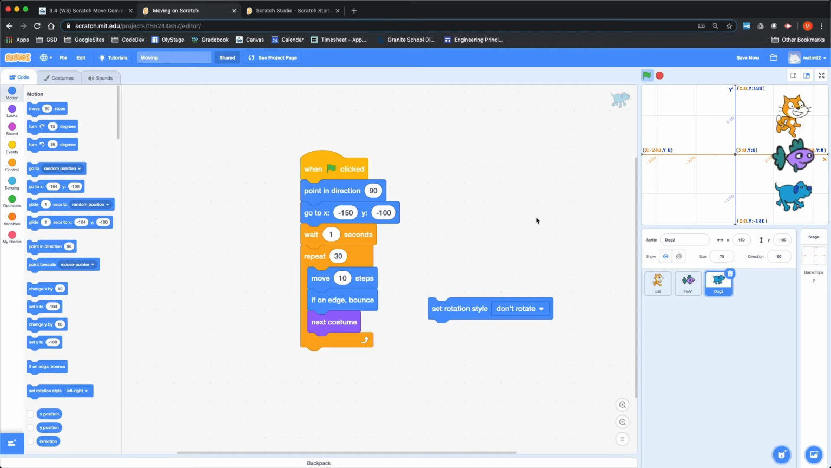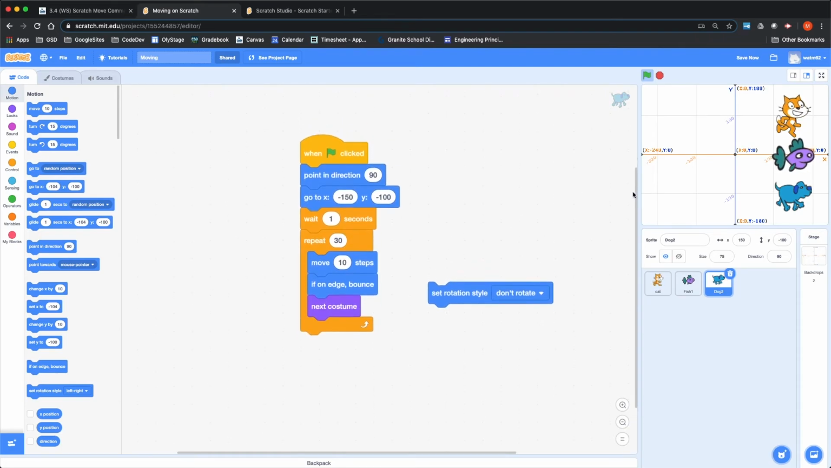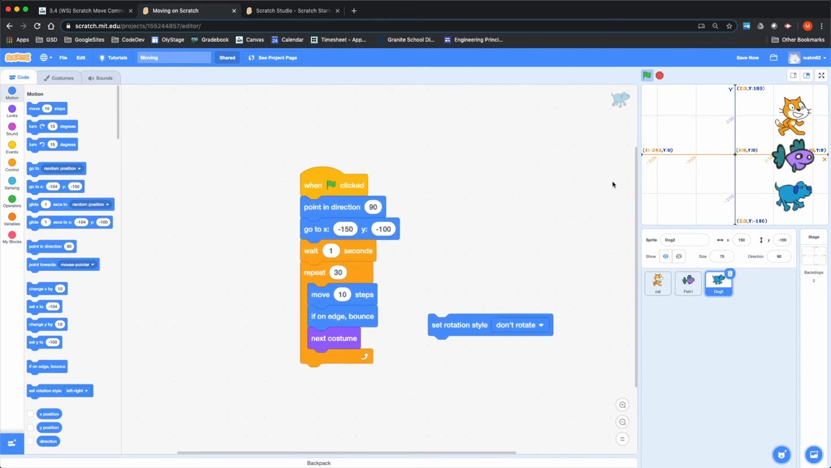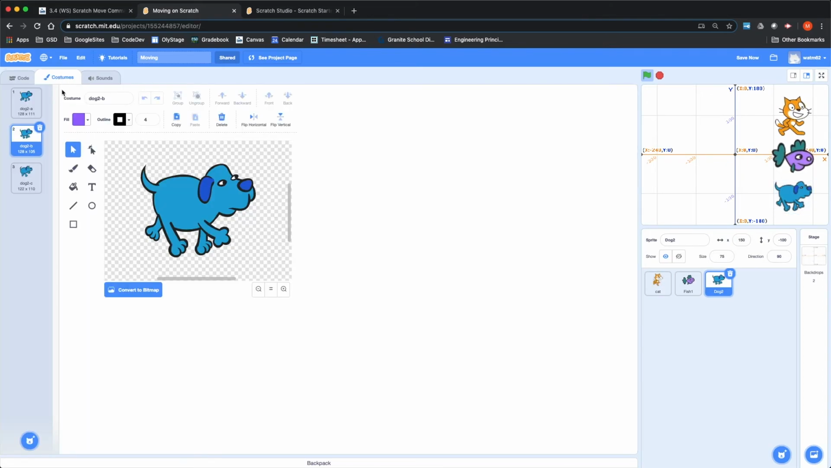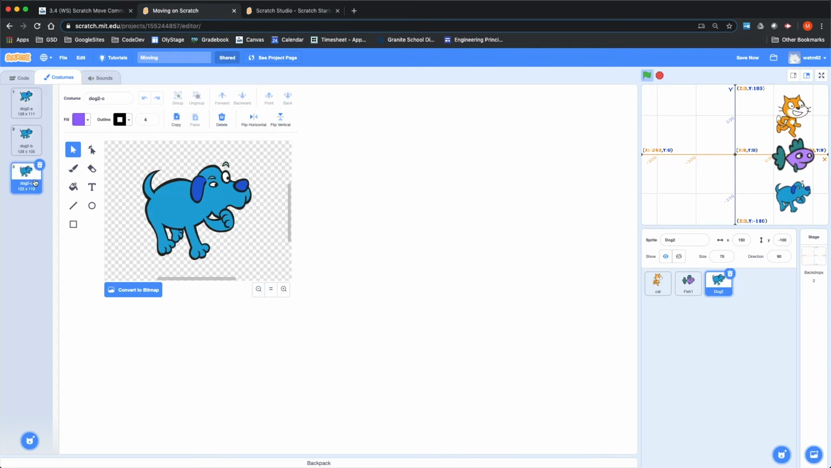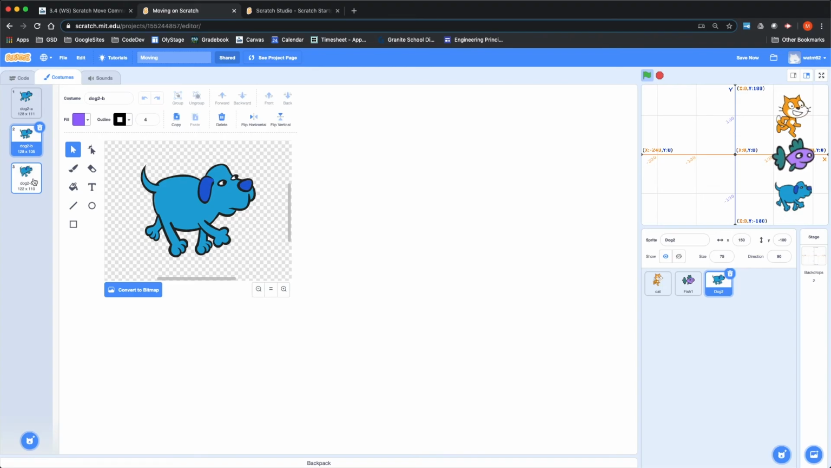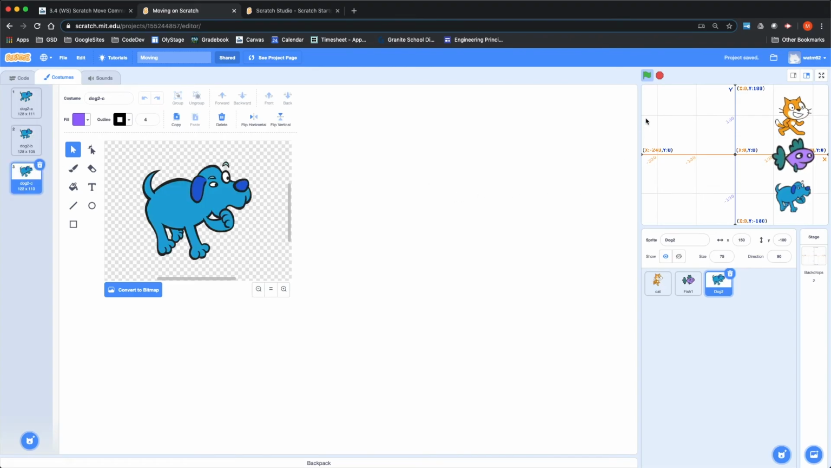Let me just jump into your assignment. Animation is an option. If you're using the repeat and move, animation is very easy with next costume. I'm going to jump over to the dog's costumes, and you see that it has 3 costumes, and the difference is where the feet are. And so if we run with that, you can see the dog looks like it's moving.